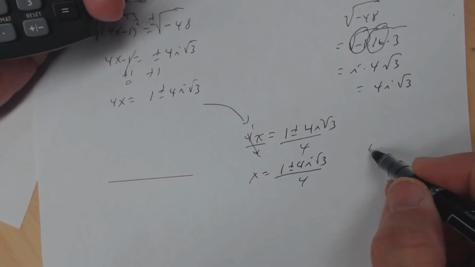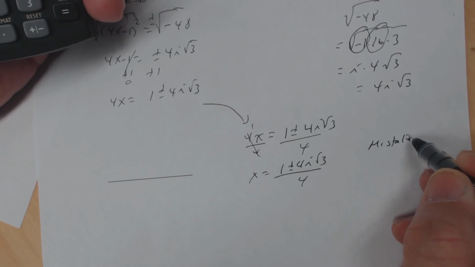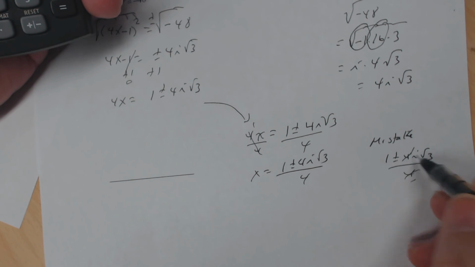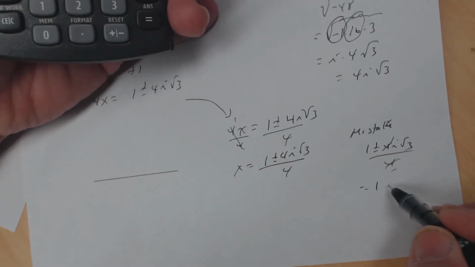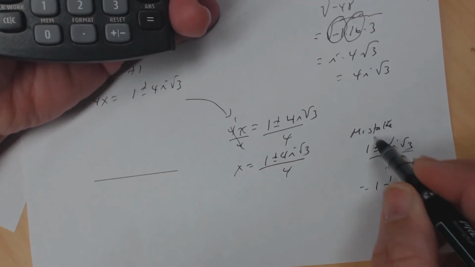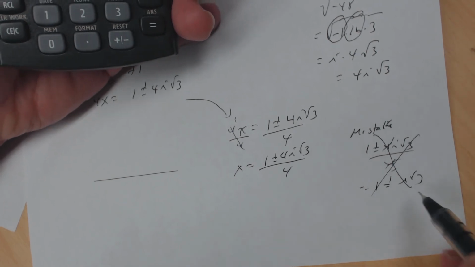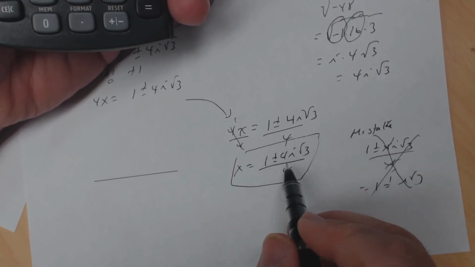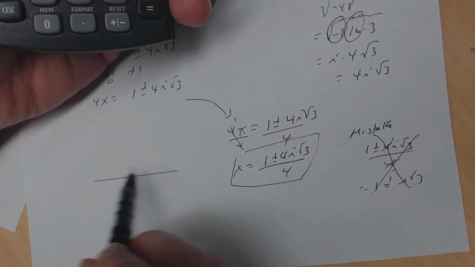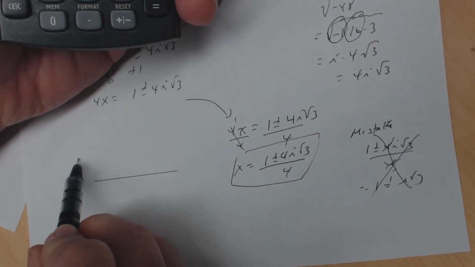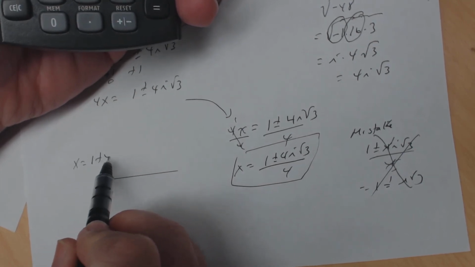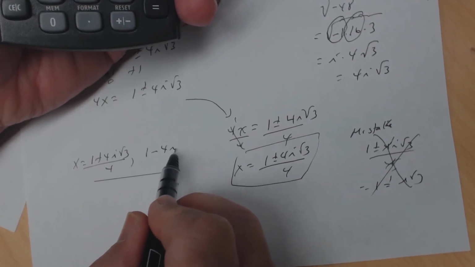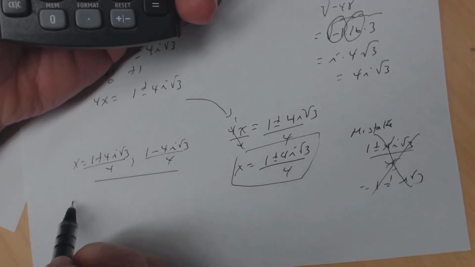Again, don't make the mistake. This is a mistake. This is not true. You can't do that and say the answer is 1 plus or minus i square root of 3. That's not true. So don't make that mistake. Now, you can leave your answer like this. If you want to split it apart into two expressions, you can. You can say x equal 1 plus 4i square root of 3 over 4, comma, 1 minus 4i square root of 3 over 4.